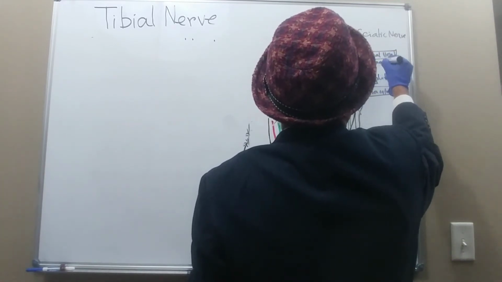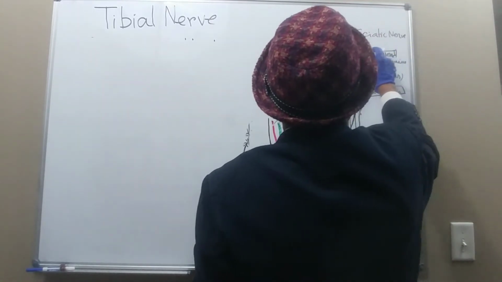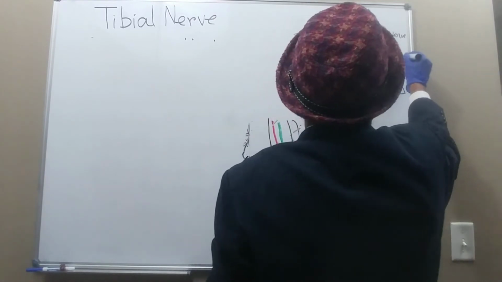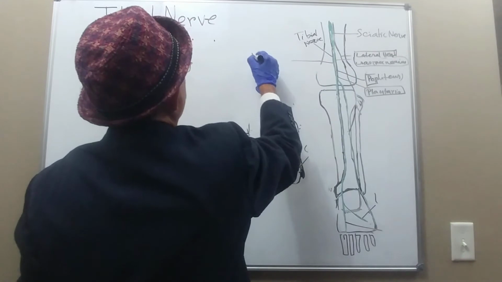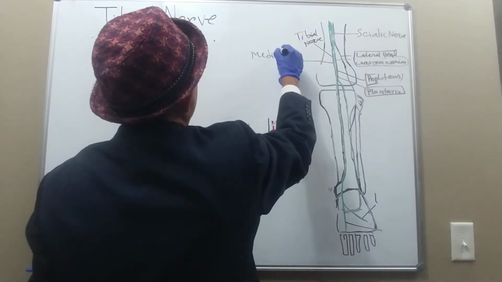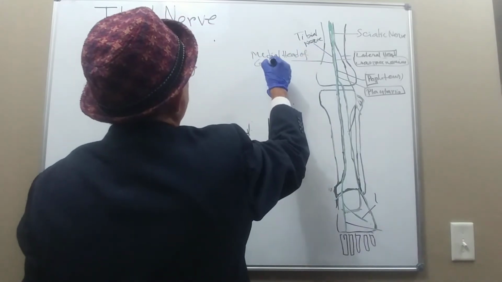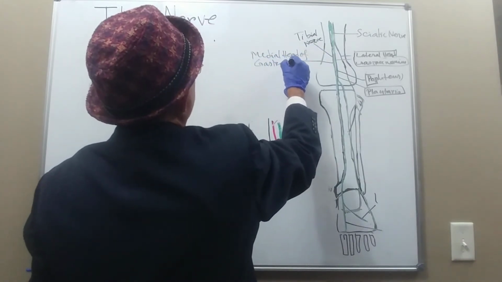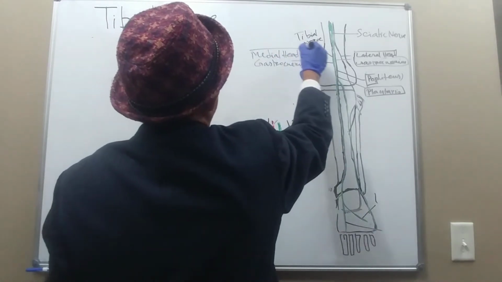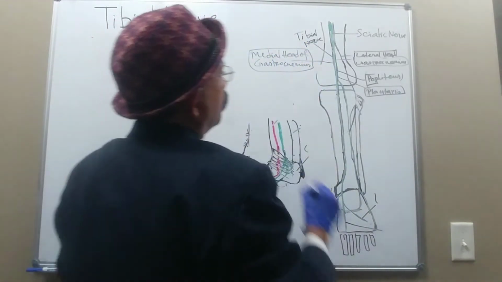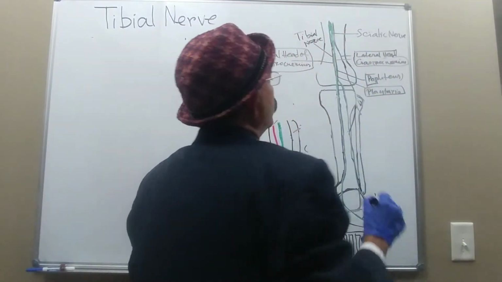Okay, we got the muscle here. It is the medial head of gastrocnemius. Okay, we got the muscles here: plantaris, popliteus, lateral head of gastrocnemius, medial head of gastrocnemius.